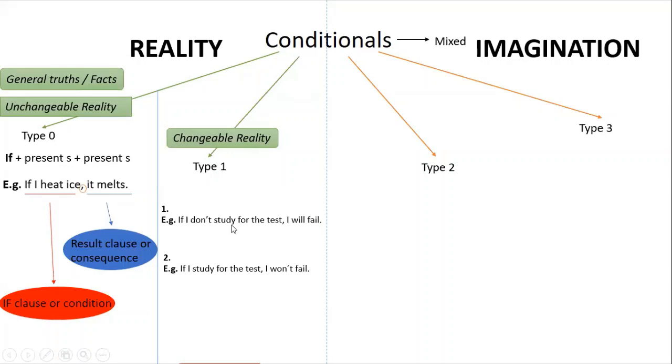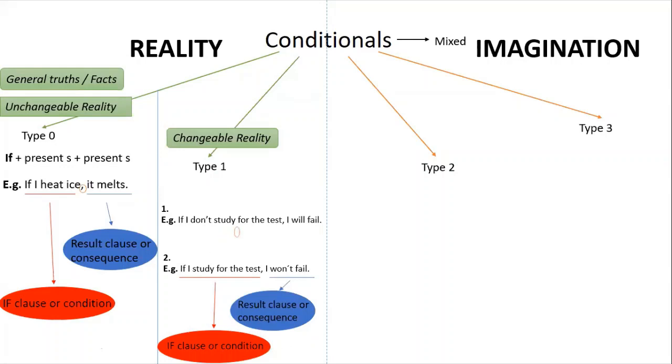So good. So again, we have the if clause and the result clause, right? And again, the comma that is very important. So what is the structure, guys, that we use for conditional type 1? Can you tell me what the structure of conditional type 1 is, please?